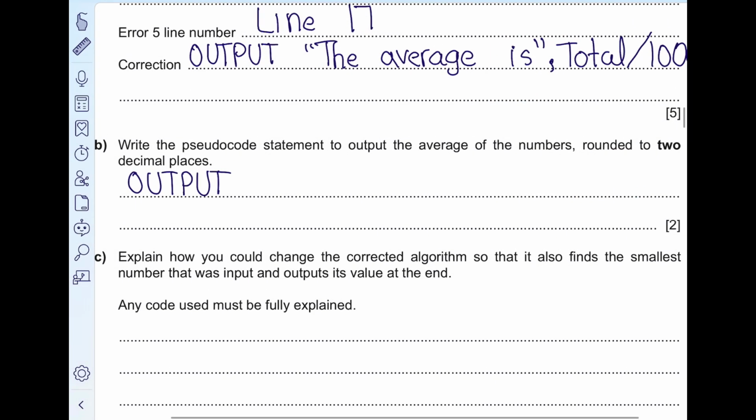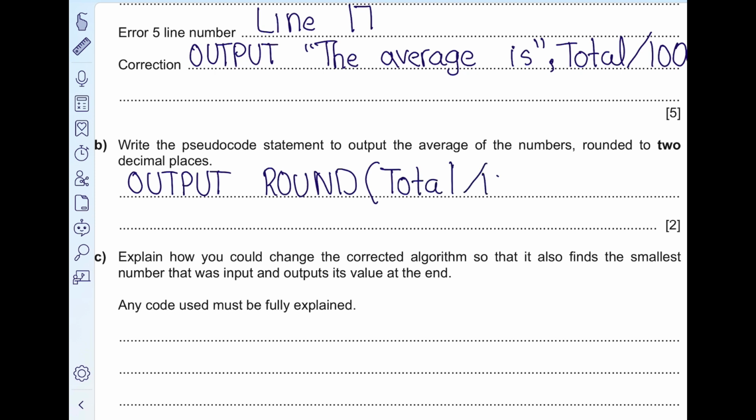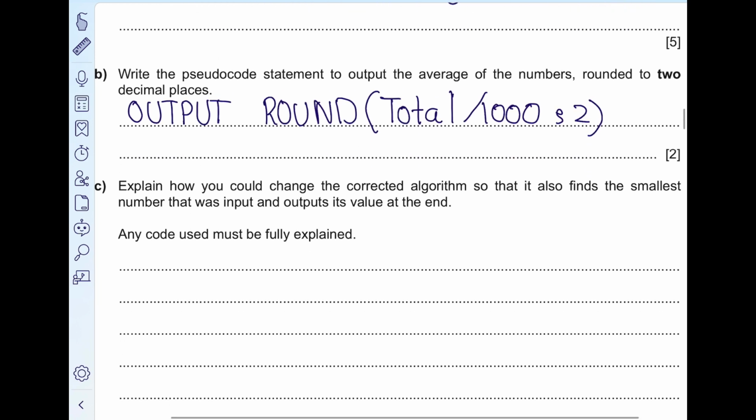Now, in order to do this question, write the pseudocode statement to output the average of the numbers rounded to 2 decimal places. It would basically be output the round of total divided by 1000, comma 2. Now basically round is a program or a function that you can use. It takes 2 parameters. The one is the value that you want, followed by how many decimal places you want. So total divided by 1000 will give me the average, comma 2 means 2 decimal places. Now let's move on to the next question.